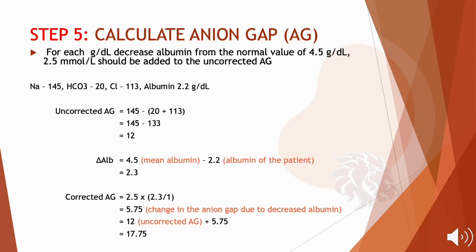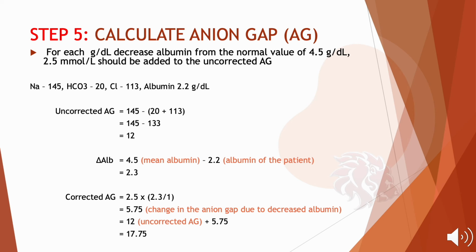One must take note that albumin affects the value of the anion gap. For each gram per deciliter decreased albumin from the normal value of 4.5 grams per deciliter, 2.5 millimoles per liter should be added to the uncorrected anion gap.